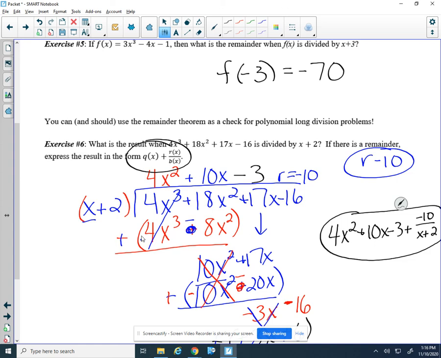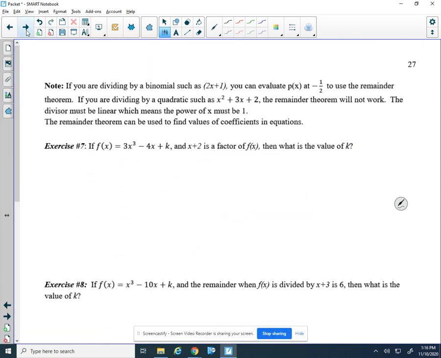So the last little thing that's going to go on this video is just some comments, and that's right here at the top, the note. So I just want to talk about this. If you are dividing by a binomial such as 2x plus 1, if I set that equal to 0 as if it was a factor, I would get negative 1/2. Now I can use that, so you could evaluate the function p of x at negative 1/2 to use the remainder theorem. So it works with those binomials that have a coefficient in front of the x.